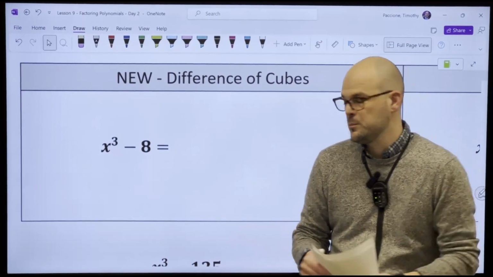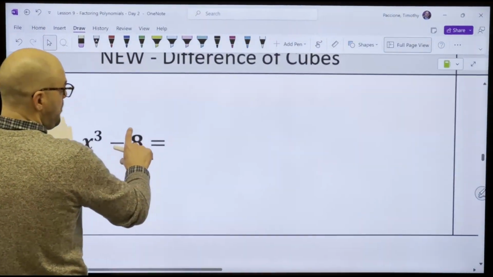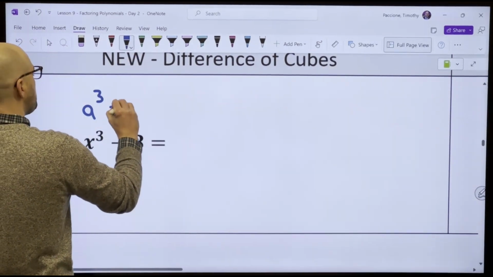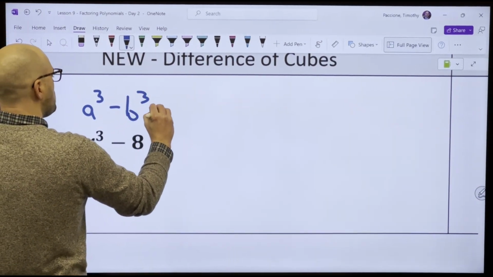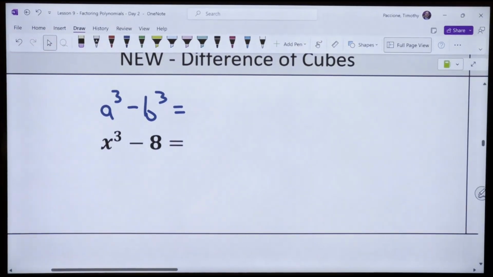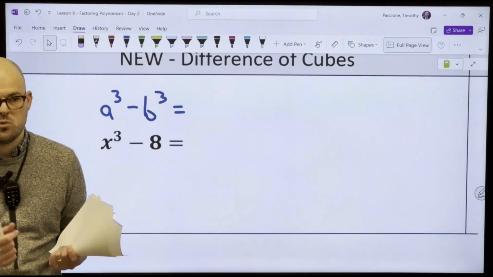Okay, I'll show you what I mean. There's a formula for both of these, and I'll give you the formula, but first I'll show you some placeholders. Those are our placeholders: a to the third minus b to the third. This would be the difference of cubes, so one perfect cube minus another perfect cube.